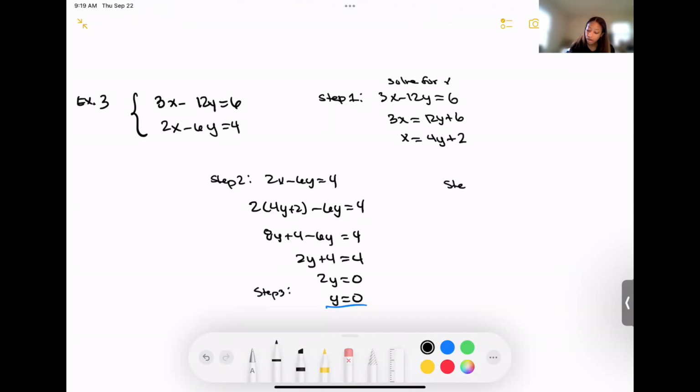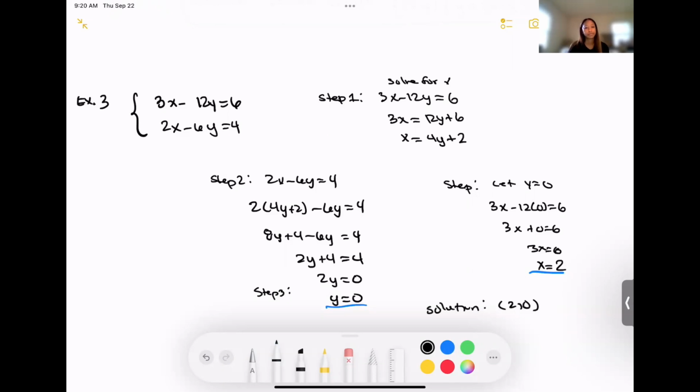And then step 4, we can use this y equals 0 and substitute it into the first equation to solve for x. So let y equal 0. Then we have 3 times x minus 12 times 0 equals 6. 3x plus 0 equals 6. So 3x equals 6 and x equals 2. And remember, when you write out your solution, we want to write an ordered pair, 2, 0. Very good. Any questions about this?